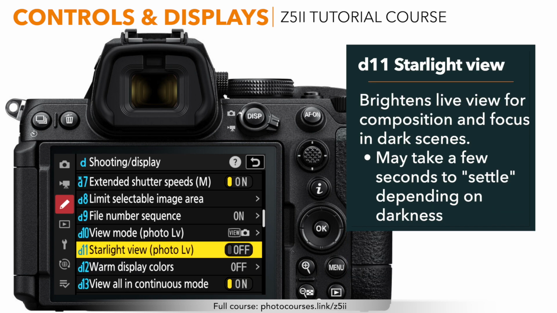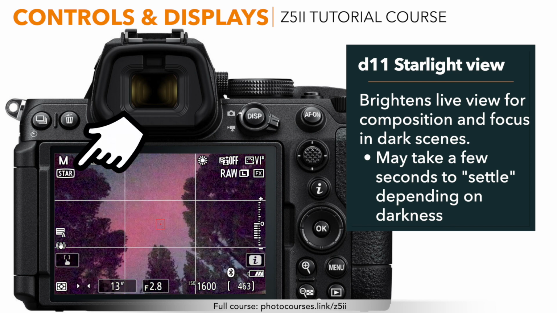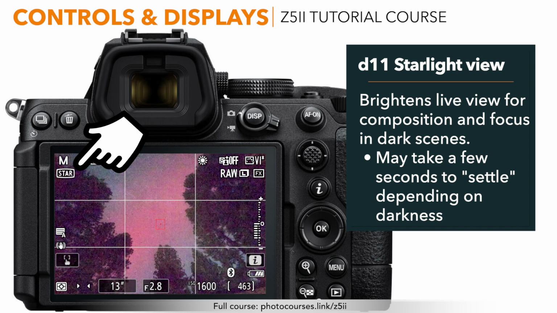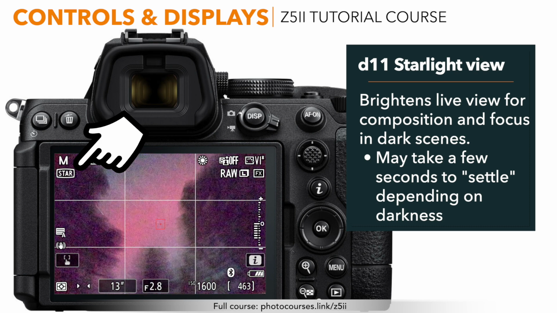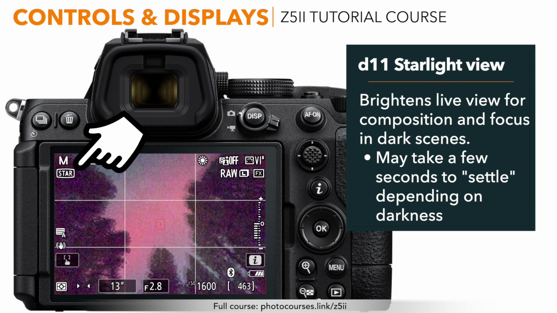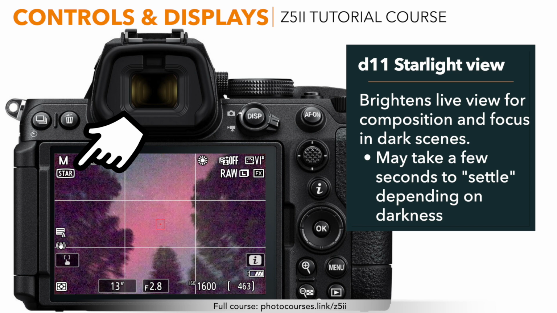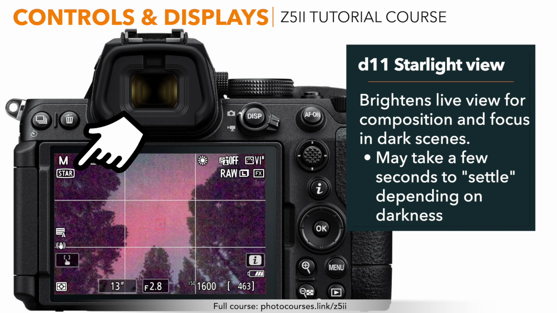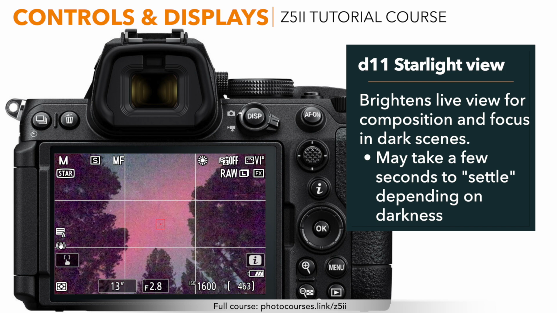Starlight View for Photo Live View. This is going to brighten the scene in front of you, which we saw earlier can help you focus in dark scenes, but it's also used to help you compose in dark scenes, like if you do astrophotography. Depending on how dark the scene is, it may take a few seconds for the live view to settle to something that's usable, so just don't move the camera around too fast. This requires that you move the camera you compose quite slowly.